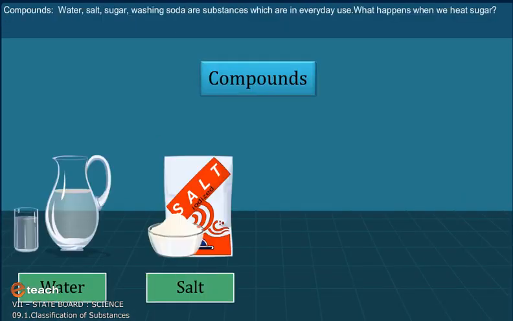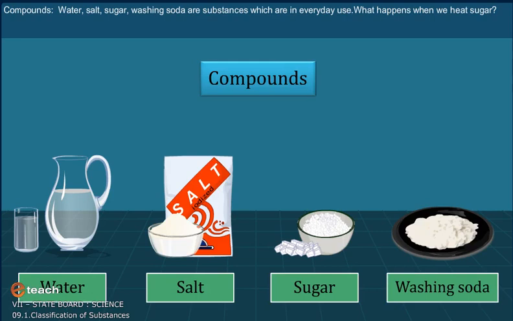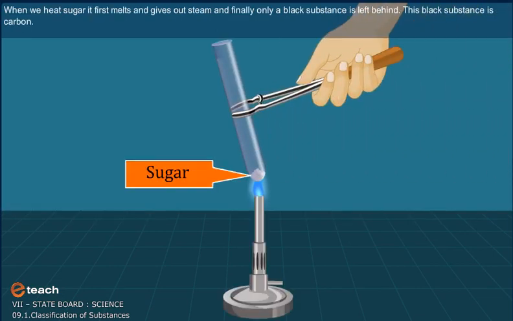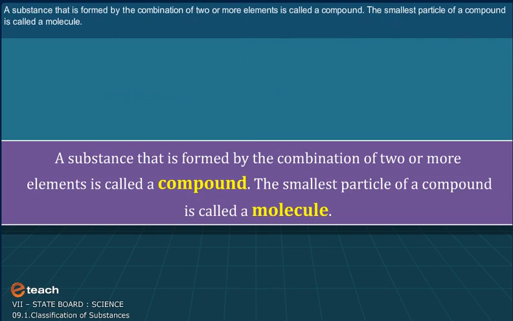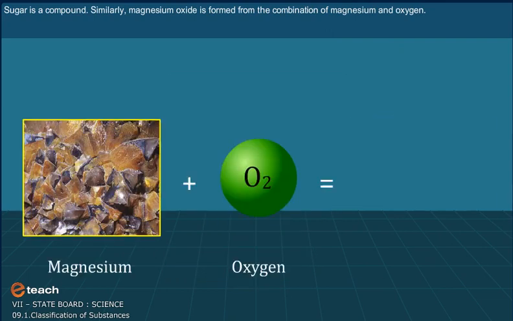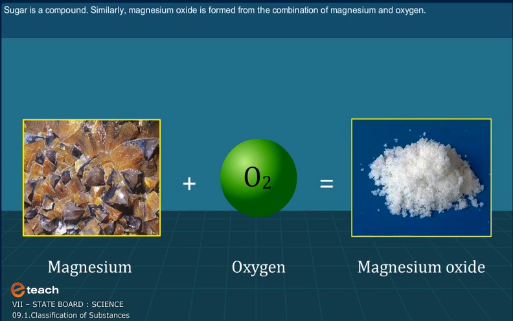Compounds. Water, salt, sugar, washing soda are substances which are in everyday use. What happens when we heat sugar? When we heat sugar, it first melts and gives out steam, and finally only a black substance is left behind. This black substance is carbon. A substance that is formed by the combination of two or more elements is called a compound. The smallest particle of a compound is called a molecule. Sugar is a compound. Similarly, magnesium oxide is formed from the combination of magnesium and oxygen.